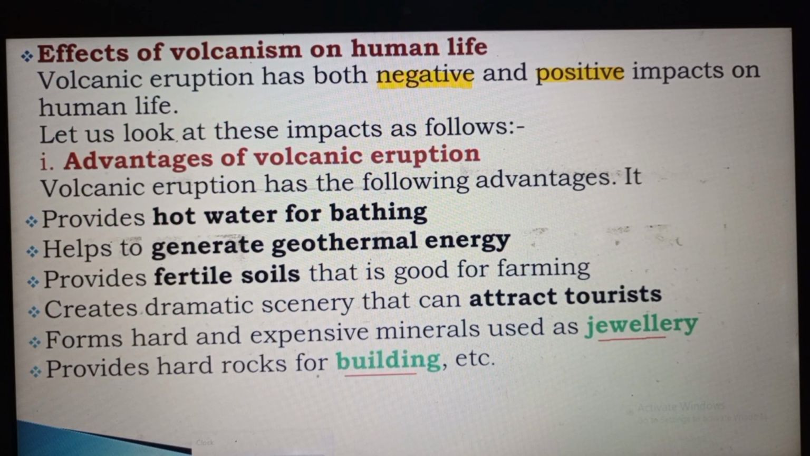Okay. Now let us see the effects of volcanism. Volcanic activity, or volcanism, has its own effects on human life. So volcanic eruption has both negative and positive impacts. Let us see the positive impacts, or the advantages, of volcanic eruption.